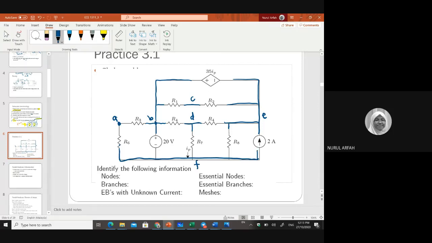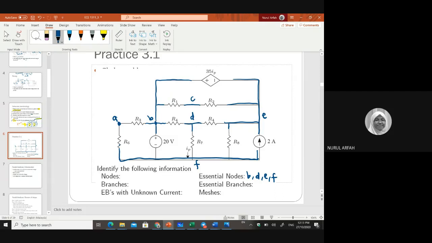Which one is an essential node? B, D, E, F. Okay, B, D, F. What about C? It's only two, right? Yeah, only two. So C, no. What about E? Only two. Only two elements connected at that single point. Okay, good, very good.